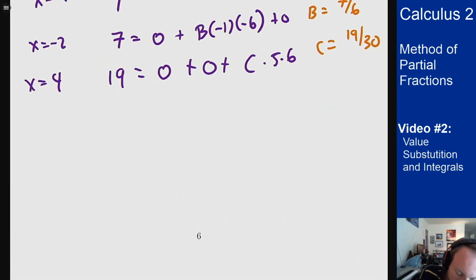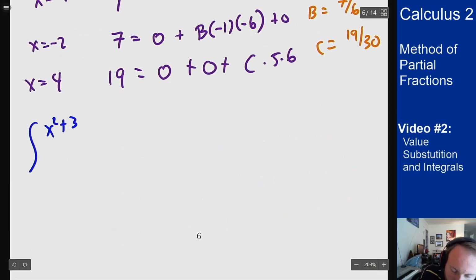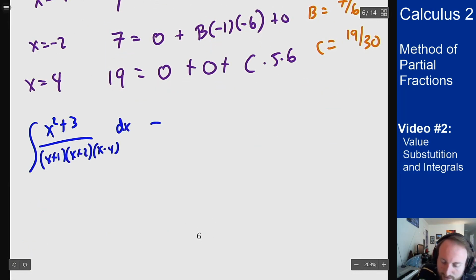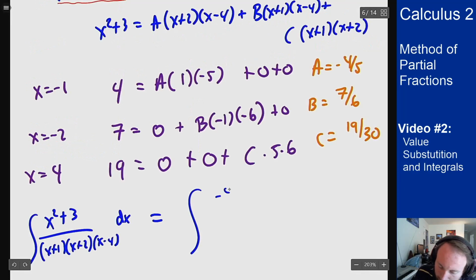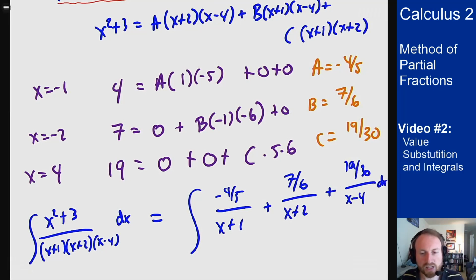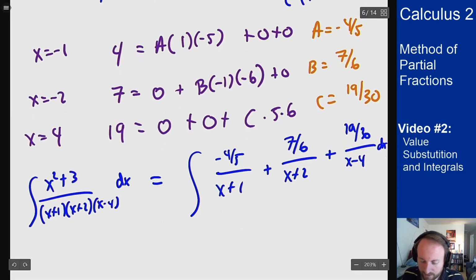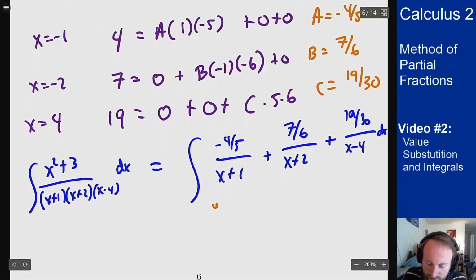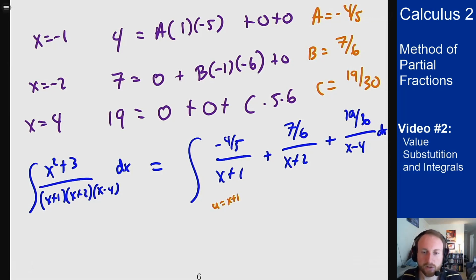So then I have the integral of x squared plus 3 over x plus 1, x plus 2, x minus 4 dx equals the integral of negative 4/5 over x plus 1 plus 7/6 over x plus 2 plus 19/30 over x minus 4 dx. And now each of these terms I can integrate on their own, right? If I do the whole thing out in detail, I'd write u as being x plus 1 here, get 1 over u, integrate to log of u, plug back in, log of x plus 1. And these will all work the same way for those problems.